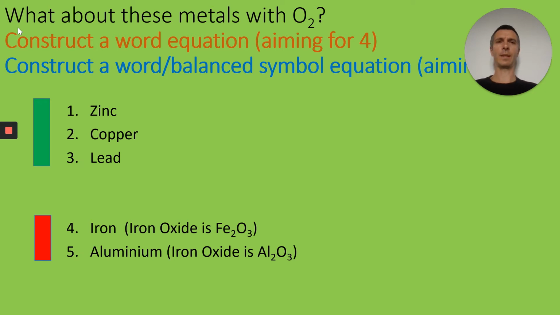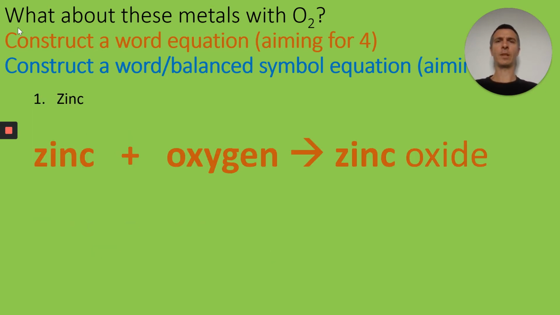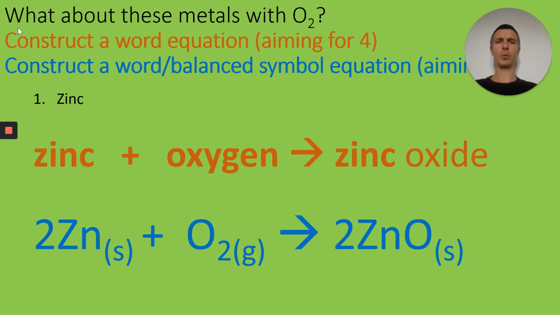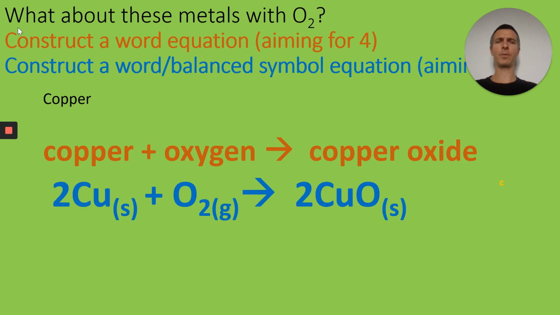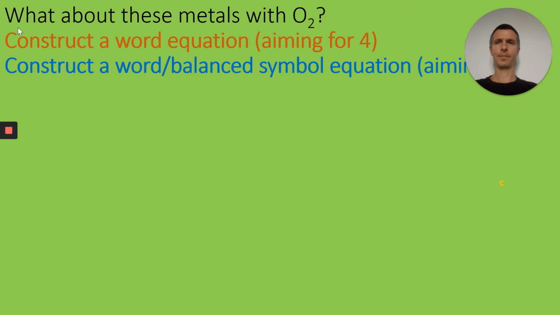Okay, let's go through some of the answers now. First of all, number 1: zinc plus oxygen gives you zinc oxide, and there's the balanced equation. If you could pause the video and mark your work, please. Copper plus oxygen gives you copper oxide, and there's your balanced equation. If you could pause the video and mark your work, please.